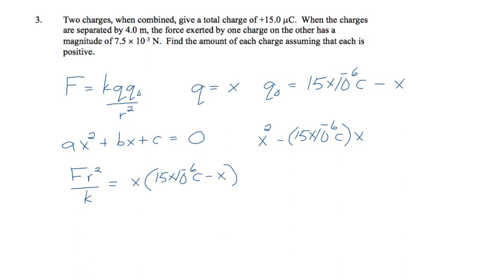And again, I brought both of these terms over to this side. So that one was already on that side. So my third term is going to be plus F R squared over K, and then since I moved everything to the left side, the right side is 0.